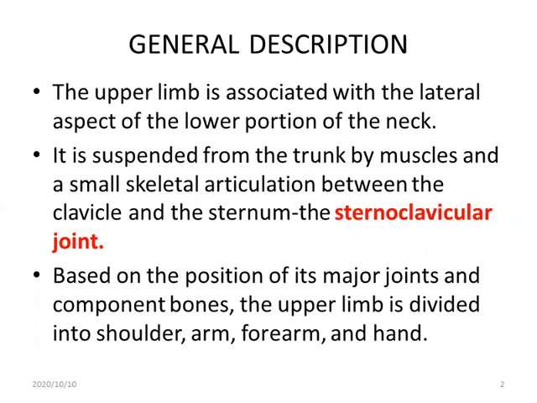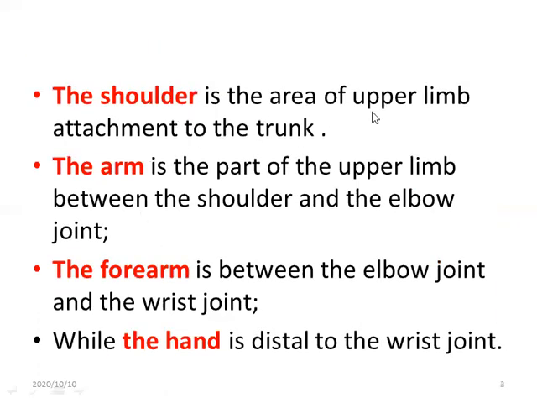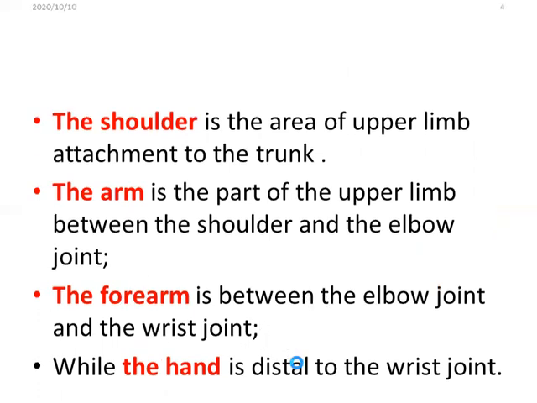Based on the position of its major joints and component bones, the upper limb is divided into shoulder, arm, forearm, and hand. Four parts. The shoulder is the area of upper limb attachment to the trunk. The arm is the part of the upper limb between the shoulder and the elbow joint. The forearm is between the elbow joint and the wrist joint, while the hand is distal to the wrist joint.